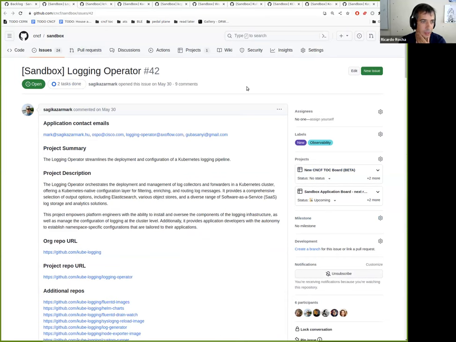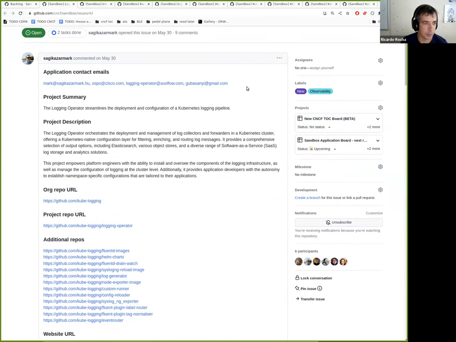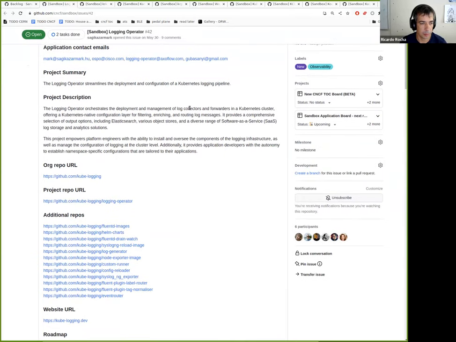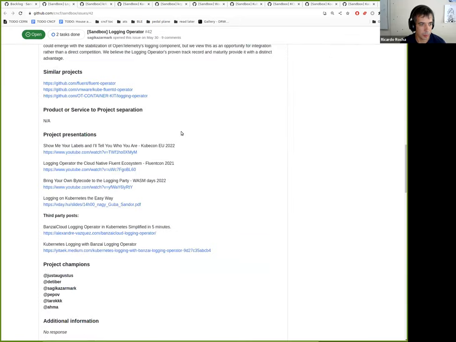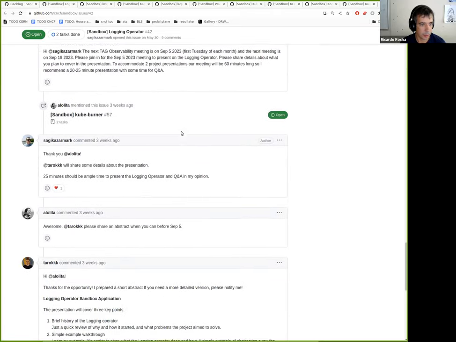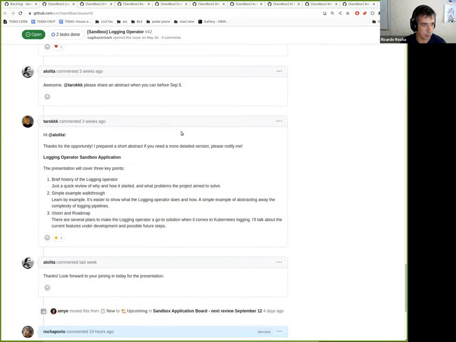So the next one is the logging operator. There is also something particular in here, which is that it seems to be managing, or targeting, more complex configurations of inputs and outputs for logs and routing. They have also presented to TAG Observability, if I'm not mistaken, or they will present.